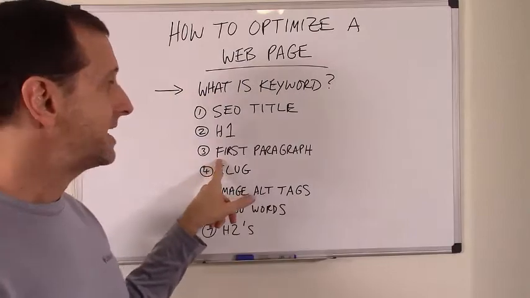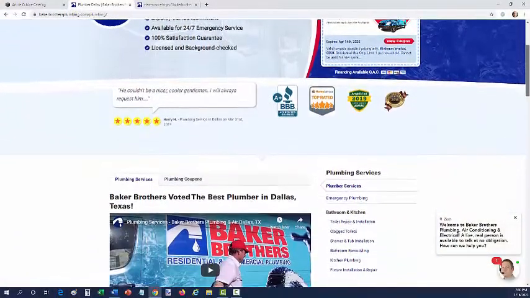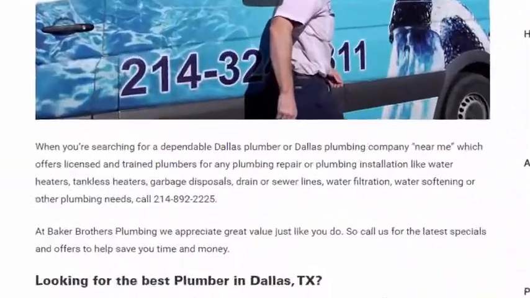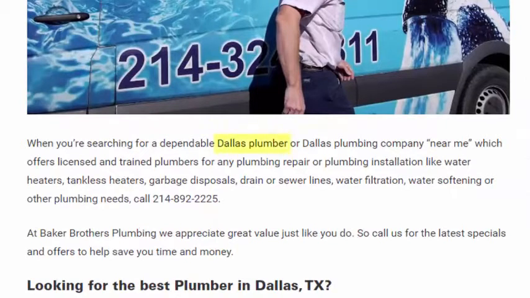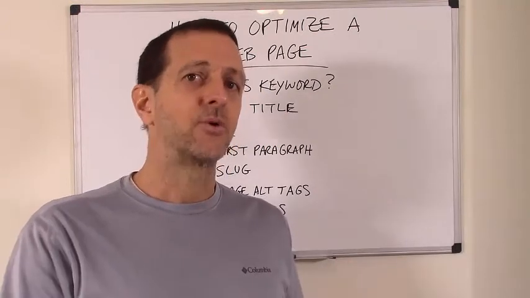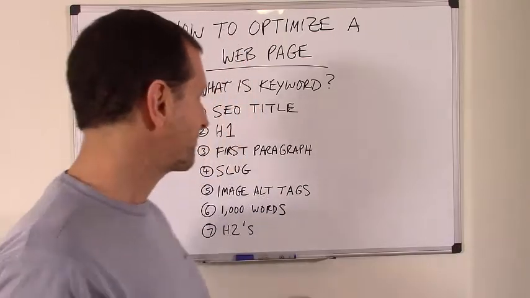Next is keywords should be in the first paragraph of your content on your web page. So it doesn't have to be exactly the first thing. If it makes sense, you go ahead and use it that way. But as long as you're working it into your first couple of sentences, it's an important signal to Google that that is what your web page is going to be about, and that's what it should be found for.